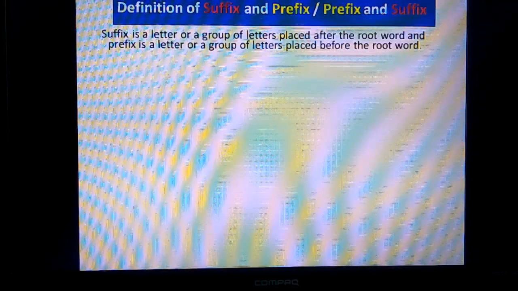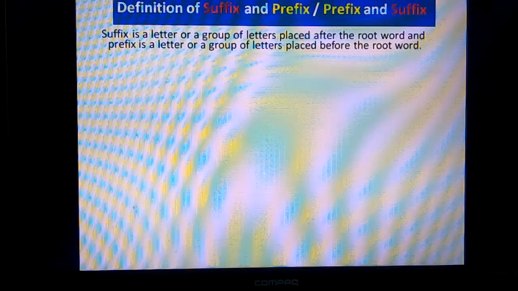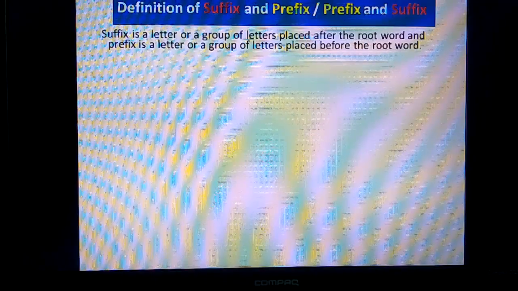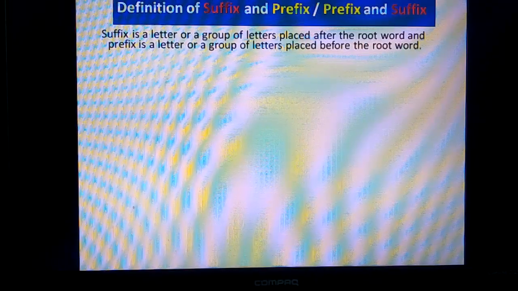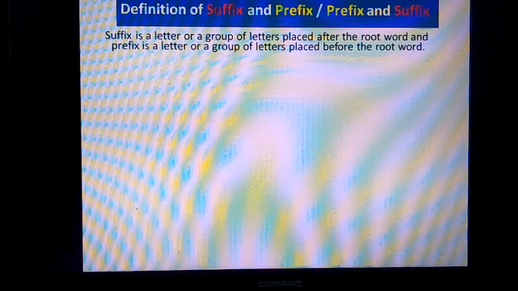Now let us find out finally the definition. As I have already said in the example, the definition. Now in grammar term, suffix is a letter or a group of letters placed after the root word, and prefix is a letter or a group of letters placed before the root word. Understood, right?